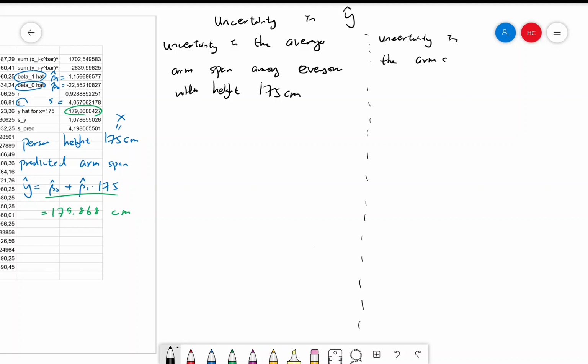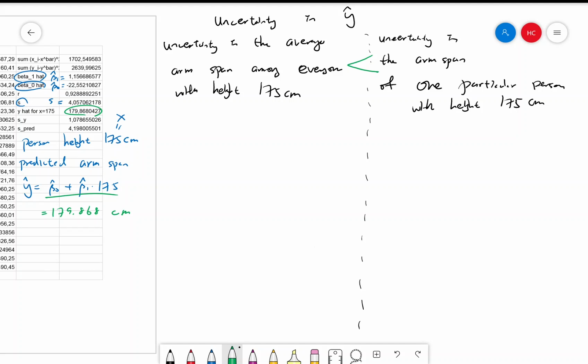take one person and measure this person's arm span. So these are two different ways to predict the value. Because the one on the right only takes one person with height 175 centimeters, the uncertainty of the one on the right is greater than the uncertainty of the one on the left.